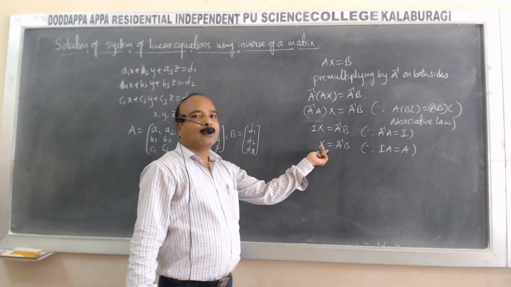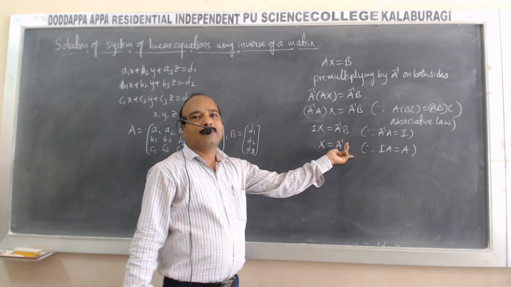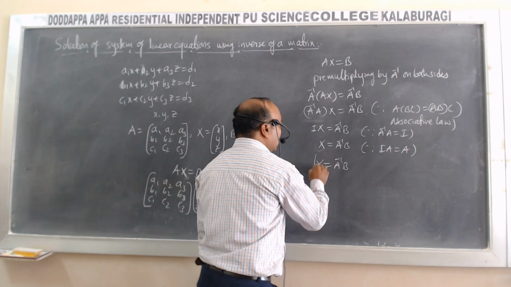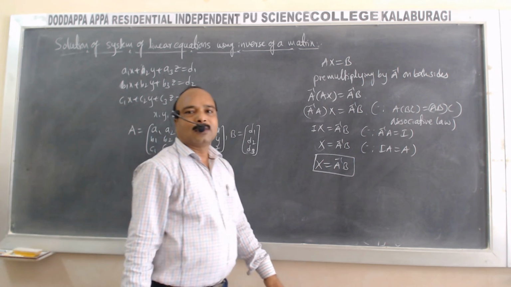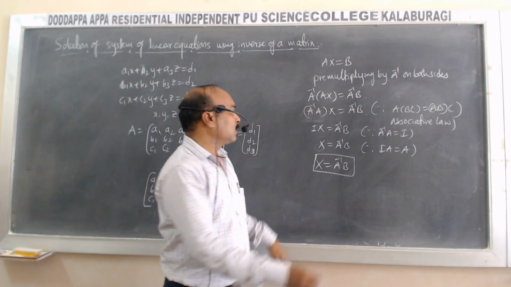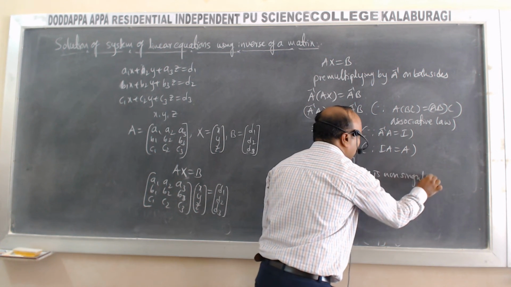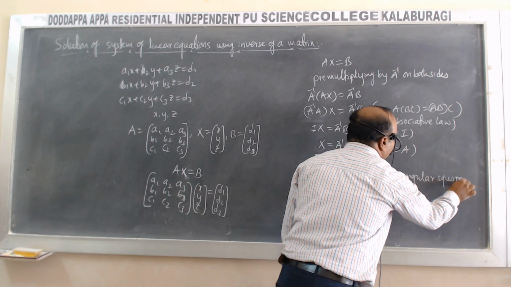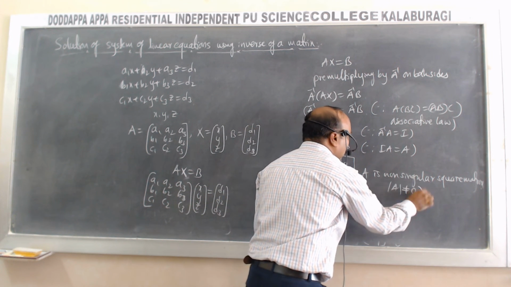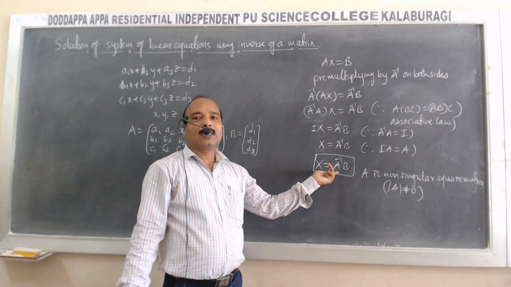We calculate the values of x, y and z by this equation: X equal to A inverse into B, provided that A is a non-singular square matrix. The condition is that A is a non-singular square matrix, that is, the determinant of A is not equal to 0. Then we get a unique solution for the variables x, y and z.